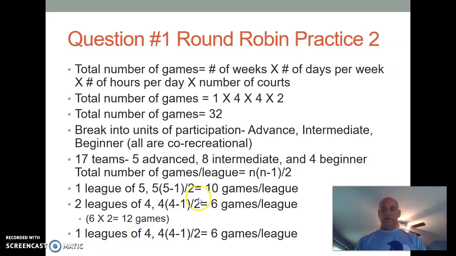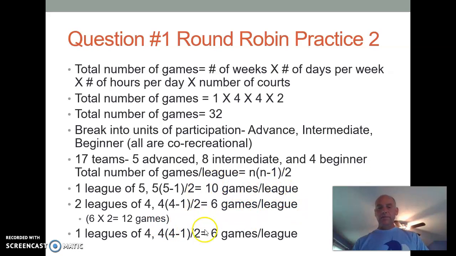And then we go back and we say that beginner league only has 4. We know it's going to be the same equation as this one: 4 minus 1 times 4 equals 12, divided by 2 equals 6, and we know we have 6 games per league. Okay, so it's going to take 10 games to finish up our advanced league. We break our intermediate down into 2 smaller leagues. It'll take 6 for each of those, so that'll give us 12 games, and then that last one we can just do all together as beginners, 4 teams, 1 league, and it comes out to 6 games.